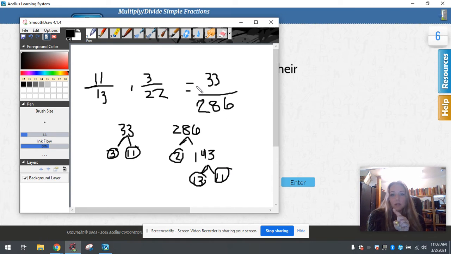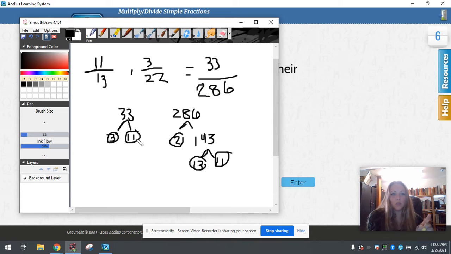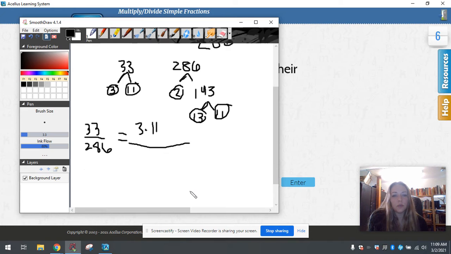So here's how I'm going to write this. I have 33 over 286, but this time I'll just write it down here. I'm going to write what prime factors we have. So 33 I factored down to 3 times 11 over 286 we factored down to 2 times 13 times 11.